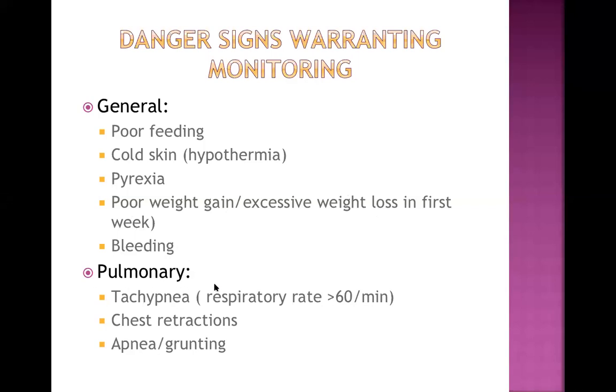Regarding the pulmonary danger sign, tachypnea, that is respiratory rate more than 60 per minute, I already explained this to you, is a danger sign. Retraction of the chest. Now, what do you mean by that? Chest retraction means indrawing of the chest. When the baby is breathing, the chest is going inside. That is called indrawing of the chest. This is always abnormal. This means the baby is having difficulty to breathe. And apnea and grunting, these are also abnormal.